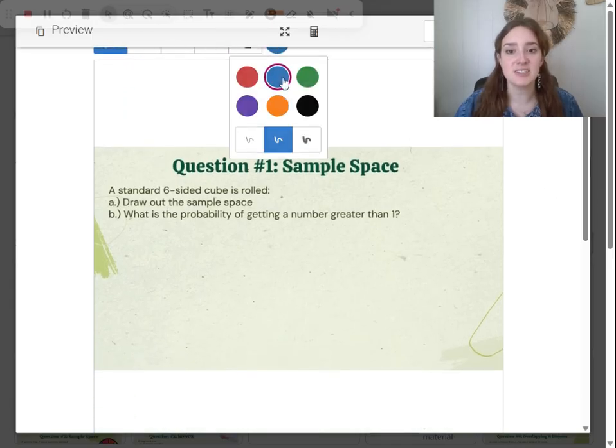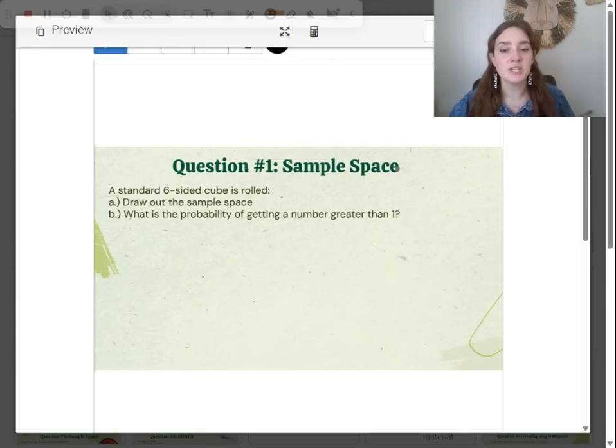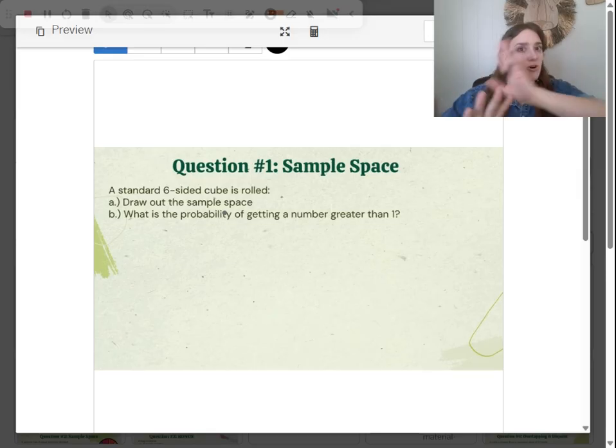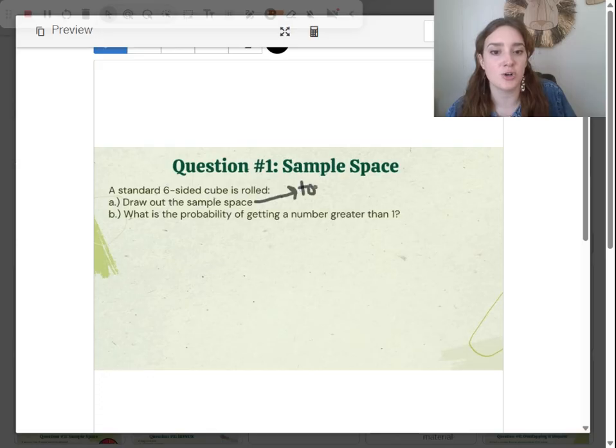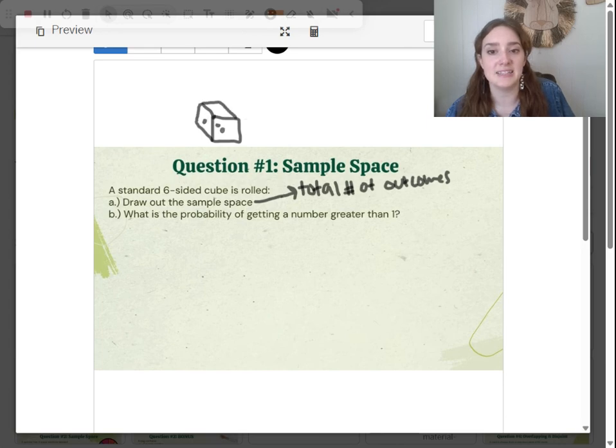So a standard 6-sided cube is rolled. We're going to start by drawing out the sample space. So remember, sample space is all of our possible outcomes. I'm going to even write that in here. Sample space is our total number of outcomes. So if we have a 6-sided cube, I don't know why they're not naming it as a dice. It's a dice. That was probably my bad for not showing that. Okay, there you go. Beautiful.